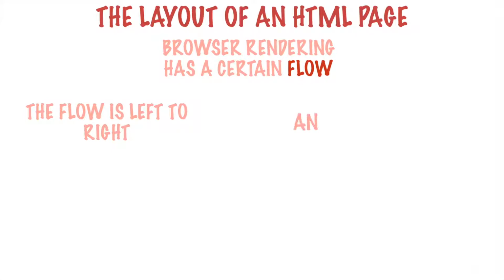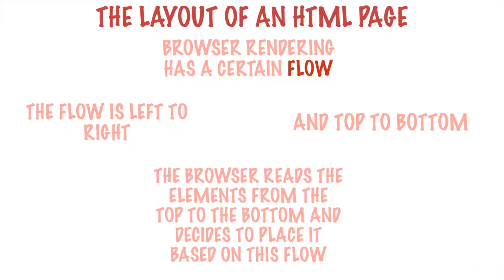As it sees elements, it tries to place them next to each other one after the other from left to right till it reaches the right margin. Once it reaches the right margin, then the flow is from top to bottom, right? Just like how you would write on a page. You reach the right margin and then you move one line downwards. The browser reads the elements on an HTML page from the top to the bottom. It reads elements one after the other from the top of the HTML page you've defined to the bottom. As it reads the elements from top to bottom, it places them on the basis of this left to right, top to bottom flow.